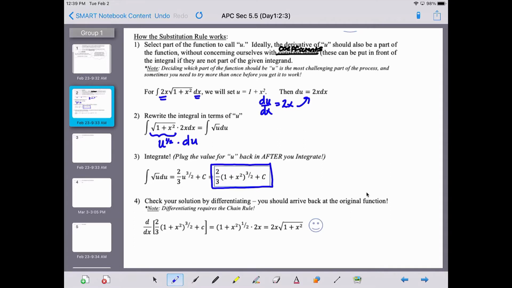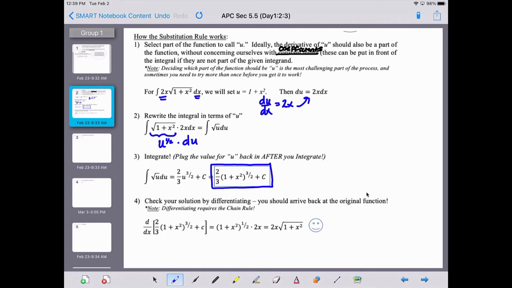And I want to remind you that if we were to differentiate what we just got, that thing that I just outlined in the blue box, that would require the chain rule, because we would differentiate the outer at the inner times the derivative of the inner. And I showed that work below here. The derivative with respect to x of 2/3 times the quantity 1 plus x squared to the 3/2 plus c.